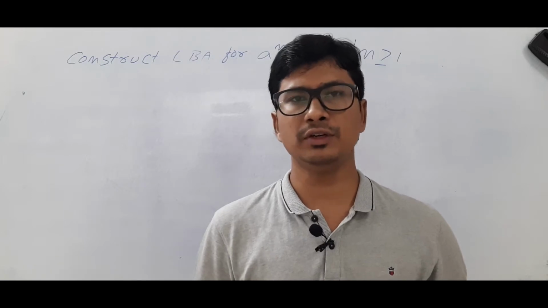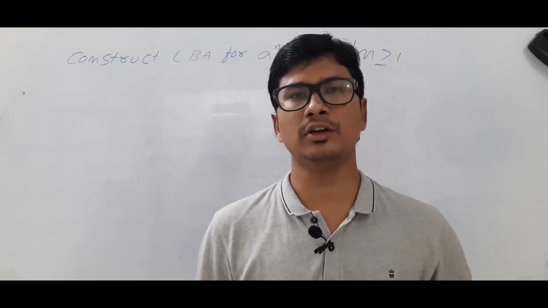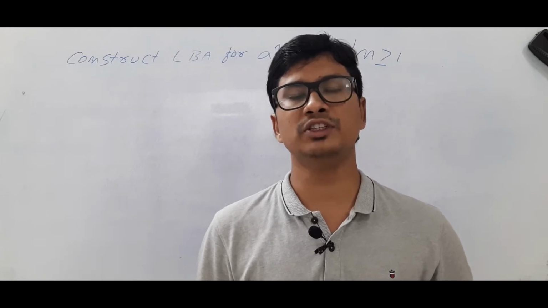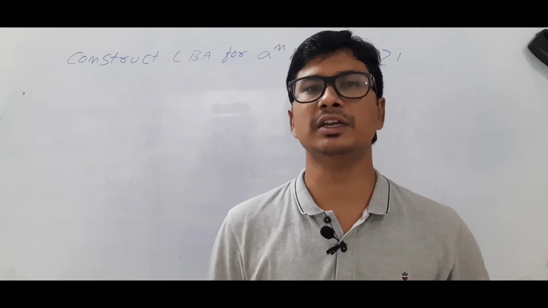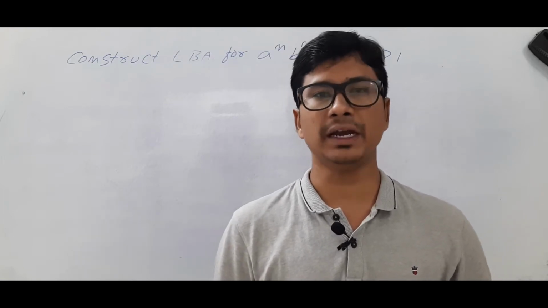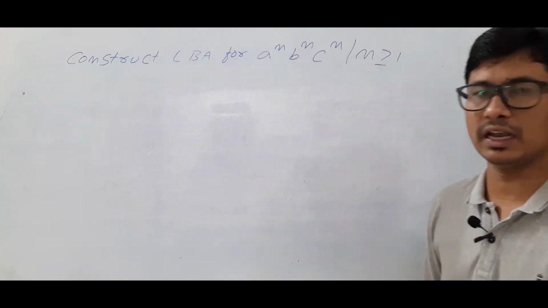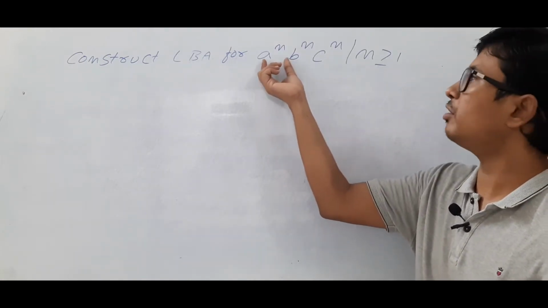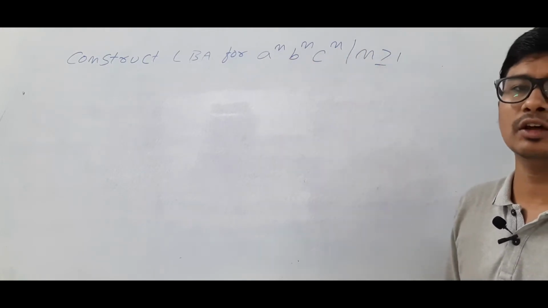In the last video, we discussed the introduction to linear bounded automata and the formal definition of a linear bounded automata. In this video, we will discuss an example on how to construct a linear bounded automata for better understanding. Now, I have taken a language L where the strings are in the form a^n b^n c^n, where n is greater than or equal to 1.